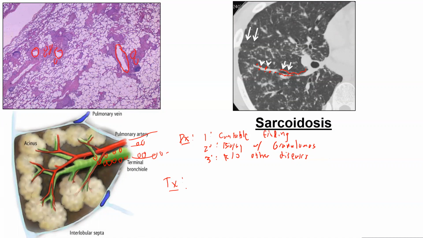does anyone know what the first line treatment is for sarcoidosis? I only have one computer today, so I can't look at the chat.